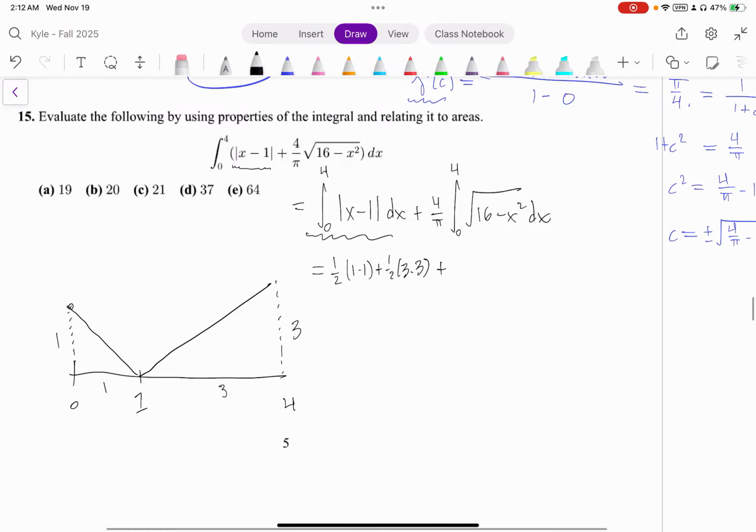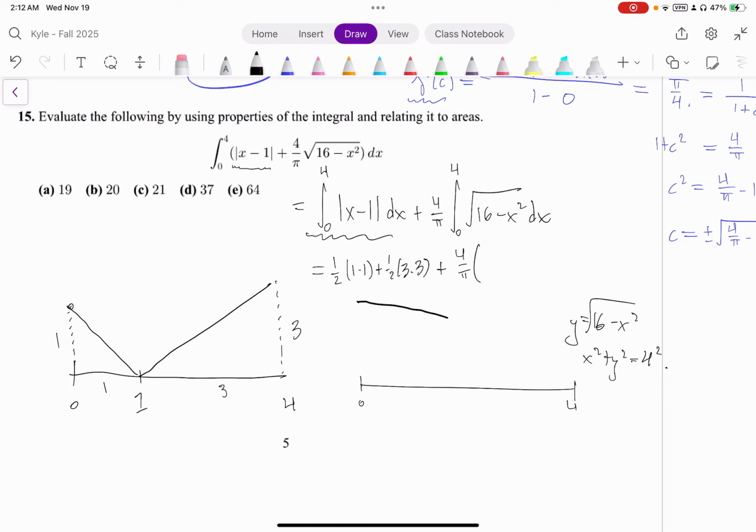This second integral will be 4 over pi times the area from 0 to 4 of the semicircle. Remember, if we have y equal to the square root of 16 minus x squared, then that means that x squared plus y squared is equal to 4 squared. This is a circle of radius 4. So if we're integrating from 0 up to 4, this is a semicircle here. Excuse my terrible drawing for a circle. This is radius 4 as well. So it's a stretched circle.